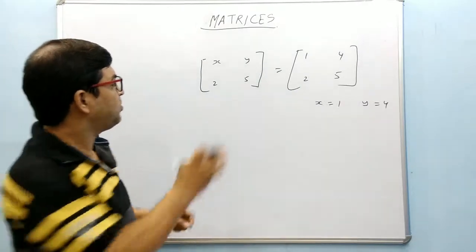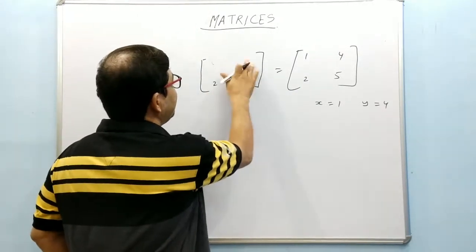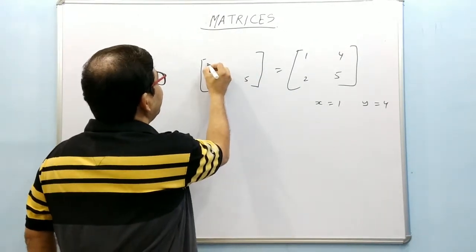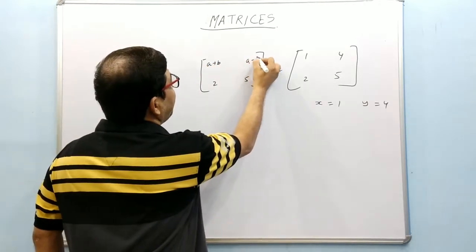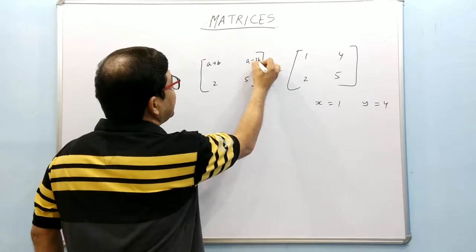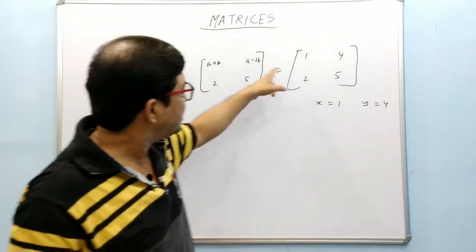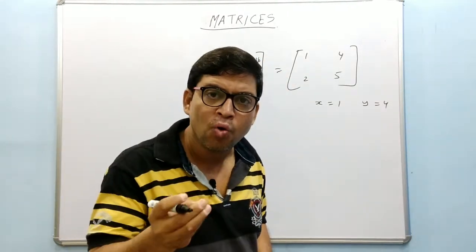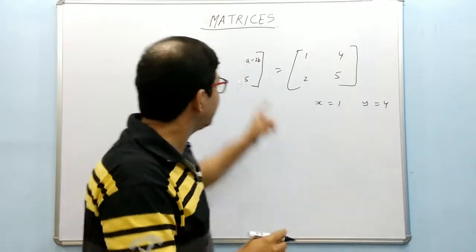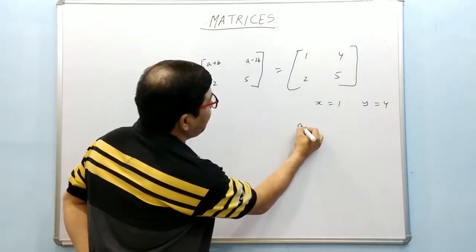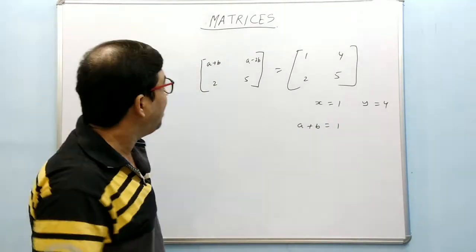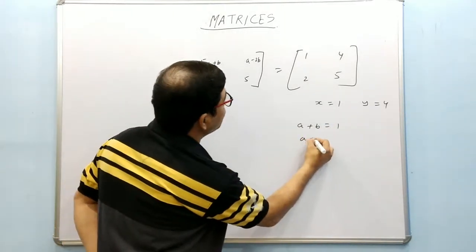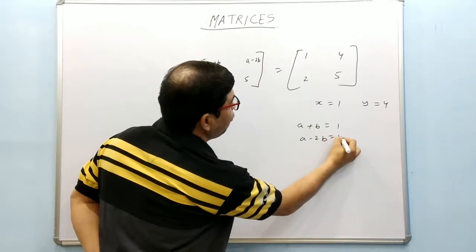In the same way, some problems are like this. If it is given as a plus b and a minus 2b, and the two matrices are equal, what are they giving us? They are giving us that a plus b will be equal to 1 and a minus 2b will be equal to 4.